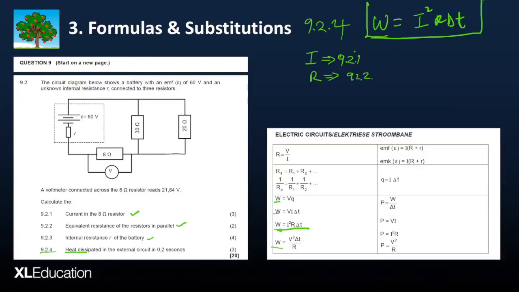Then the time is given in the question, 0.2 seconds. So the answer we get from 9.2.1, we substitute it there. The answer we get from 9.2.2, we substitute it there. And the time is given in the question, we substitute it from there. So now you get your marks for your formula plus for the substitution that you have done.